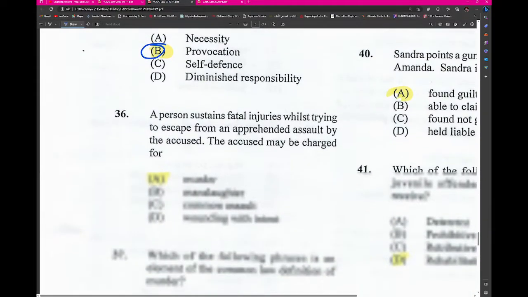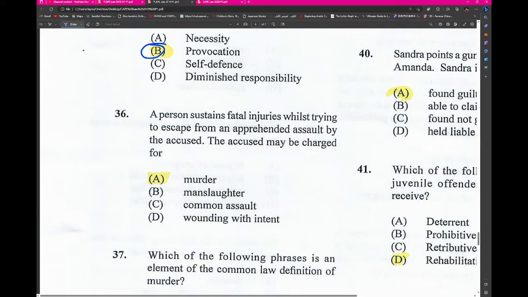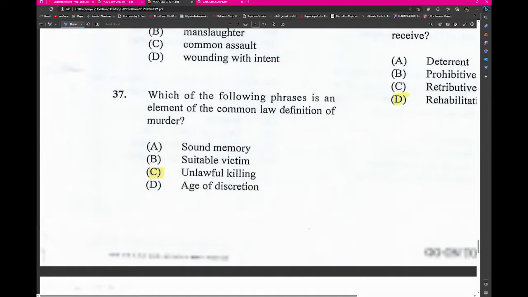When a person sustains fatal injuries whilst trying to escape from an apprehended assault by the accused, the accused is charged with... fatal, doesn't this mean death? This is murder. Which of the following phrases is an element of the common law definition of murder? Unlawfully killing a reasonable creature in being under the King's or the Queen's peace.